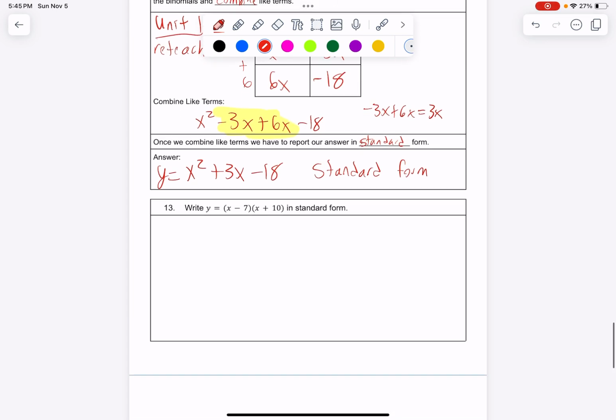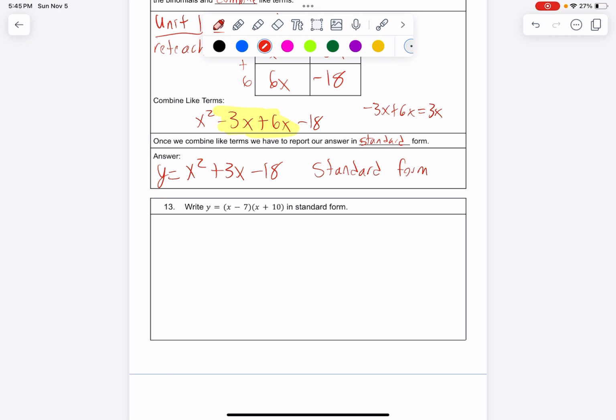So you guys have one last practice problem to do on your own, and then you guys have finished up with the reteach, where you can now retake your test.